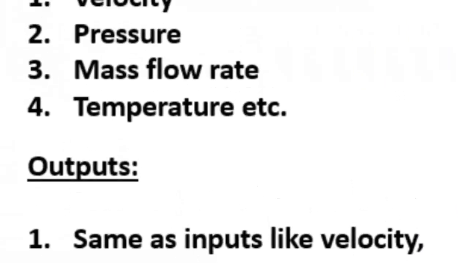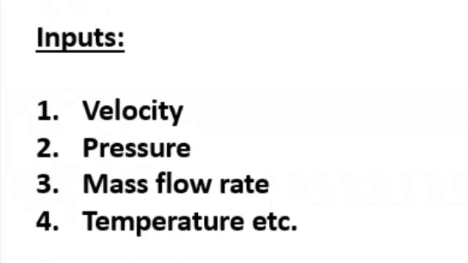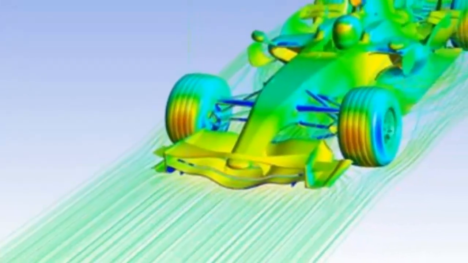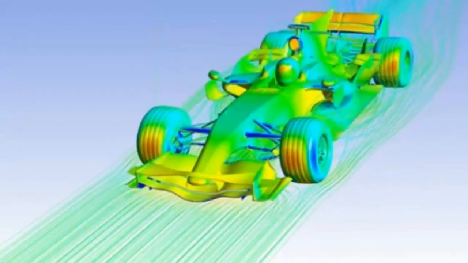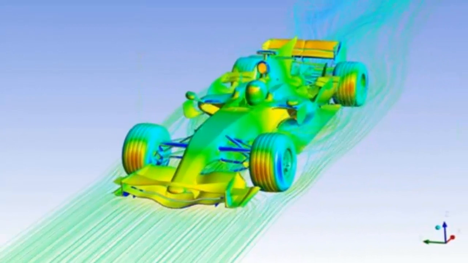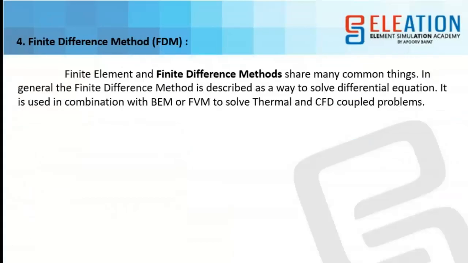Or you can consider Venturi. The Venturi concept says that if there is a pressure drop, then the velocity will increase. So you consider the pressure area of the Venturi and the outer diameter for the velocity increase. So these types of analysis can be performed using finite volume method.